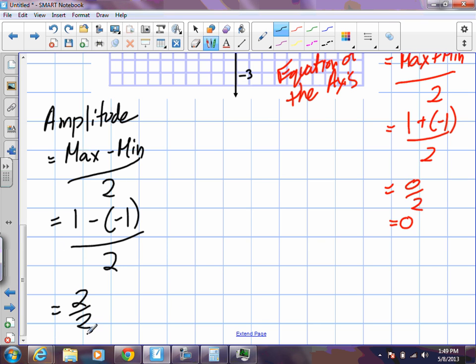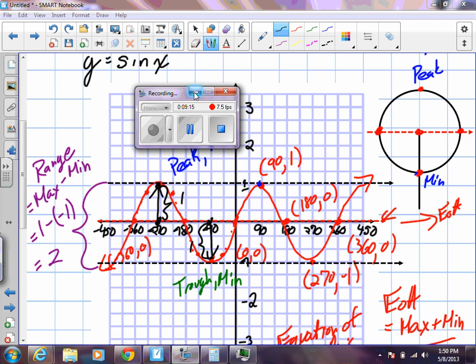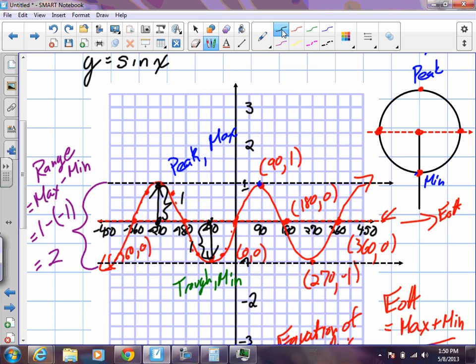In other words, the distance from the equation of the axis to the highest point is 1, and the distance from the equation of the axis to the lowest point is also 1. That would be our amplitude, how far that distance is. So just like PJ just said, amplitude is range divided by 2. And if we're talking about a circle, our amplitude would be the radius, how far it is from the middle to the outside of the circle. That's what our amplitude would be.